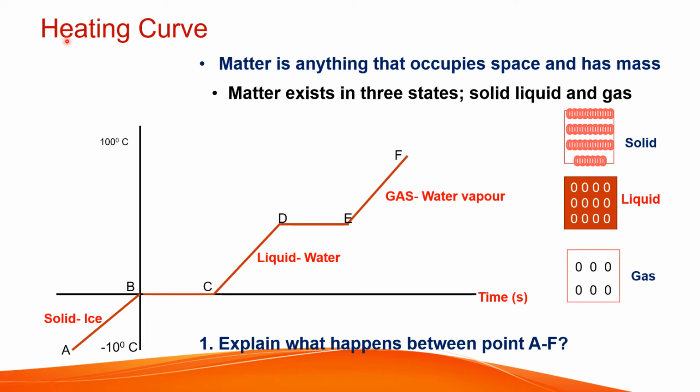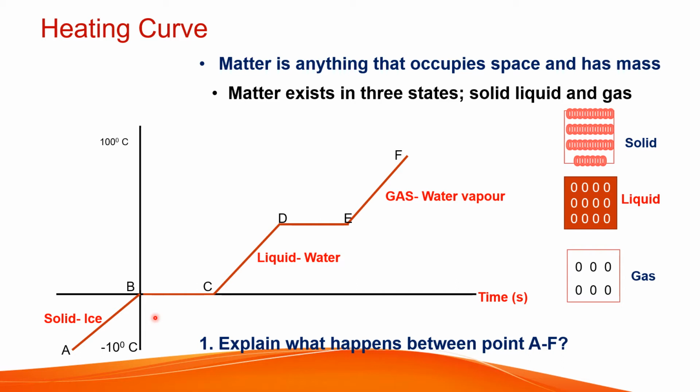Today we're going to study about the heating curve, and a typical question that you'll find in an exam: explain what happens between point A to F. You can be asked, explain what happens A to B, B to C, C to D, D to E, E to F. First of all, what are you seeing? You first state your observation depending on what you are seeing. At point A to B, what are you seeing?